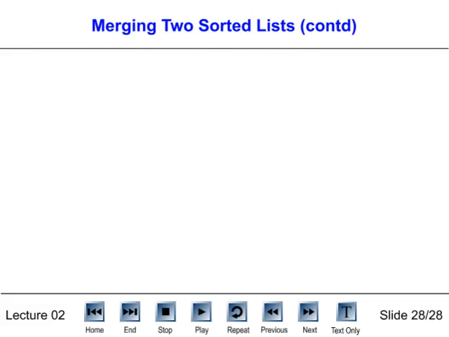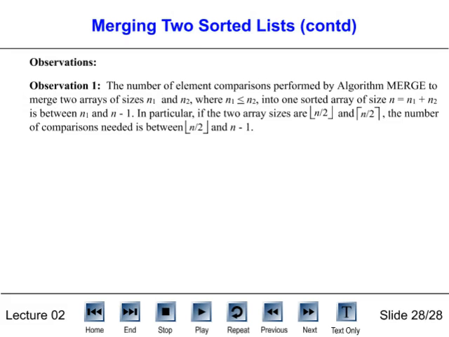Finally, we conclude the merge algorithm with the following two observations. Observation 1. The number of element comparisons performed by algorithm merge to merge two arrays of sizes n1 and n2, where n1 is less than or equal to n2, into one sorted array of size n equal to n1 plus n2 is between n1 and n minus 1.